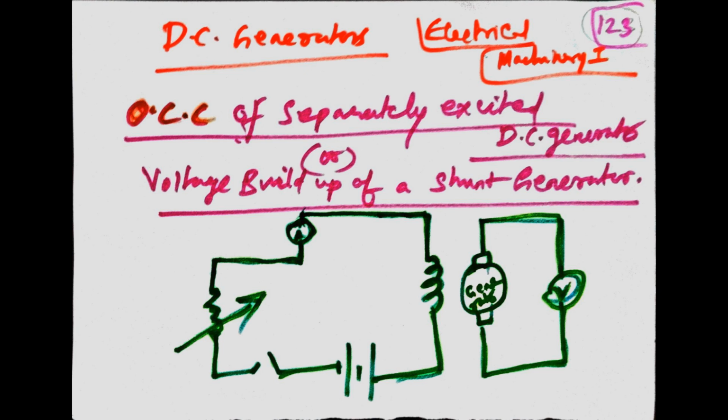OCC of separately excited DC generator, or voltage buildup of a shunt generator: the field resistor and ammeter are connected to the supply, the field windings are connected, and the voltmeter is connected. The changing field rheostat is connected in parallel to the generator armature. This is the voltage buildup of a shunt generator circuit shown in the figure.